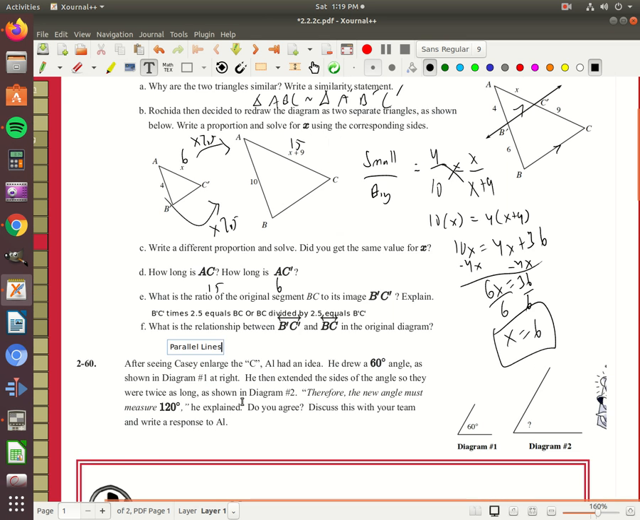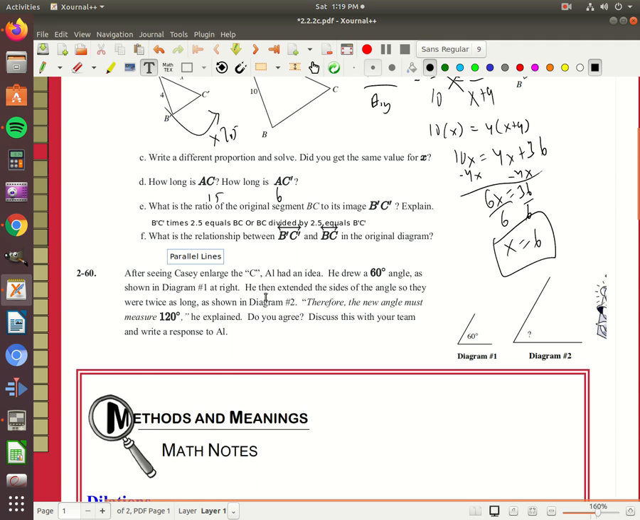All right, so after seeing Casey enlarge the C, Al had an idea. He drew the 60-degree angle as shown in diagram 1 at right. He then extended the sides so that they're twice as long. So let's say, we're just going to pretend, that this was x and this was y. Well, this would be 2x and this would be 2y. And what he's saying is, hey, look, I doubled this, so therefore the new angle must be doubled as well. It must be 120 degrees. Would you agree or disagree?